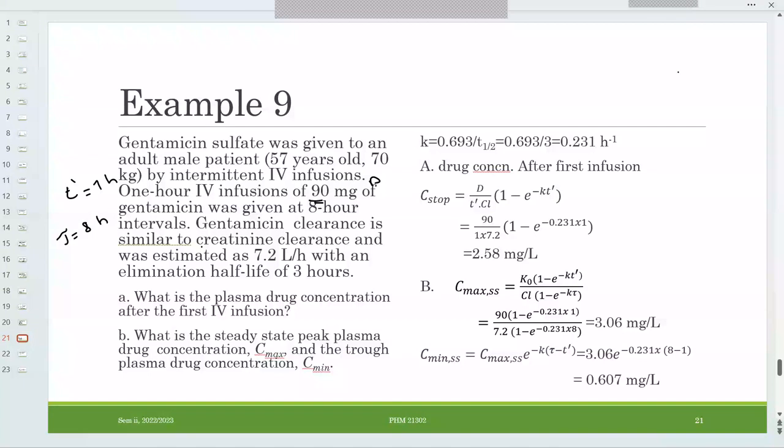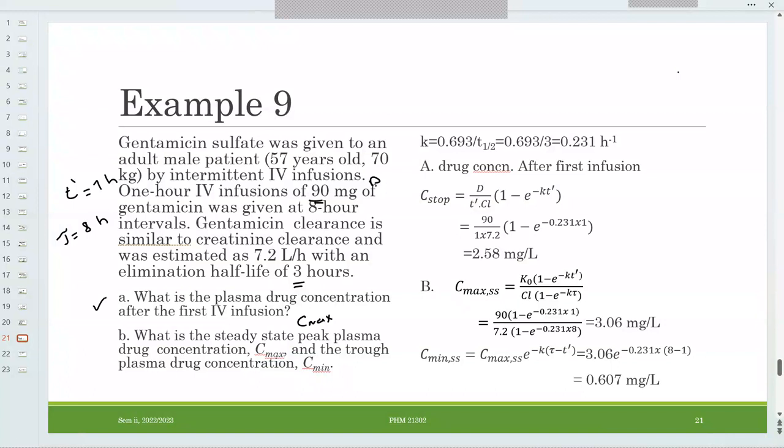Okay, gentamicin clearance is similar to creatinine clearance and was estimated as 7.2 liters per hour with an elimination half-life of 3 hours. Again, they did not give the K directly. What is the plasma drug concentration after the first infusion? What is the steady state peak plasma drug concentration, Cmax, and the trough plasma drug concentration, Cmin? You can pronounce it trough or true, both are correct. They want you to calculate both.